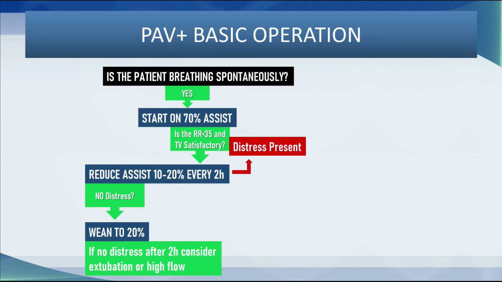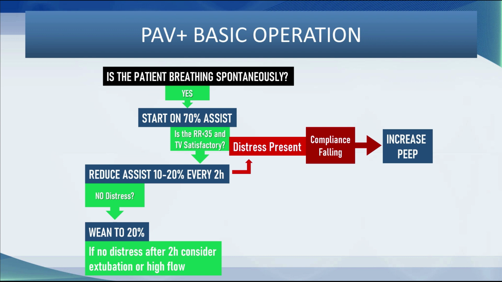If they do become distressed during this period, look at the various components of their breathing pattern. If the compliance is falling, you can increase the PEEP. That should help the patient onto a higher part of the volume pressure curve and maybe reduce the workload of breathing. If, on the other hand, the problem is rapid shallow breathing, the respiratory rate is greater than 35, then you've got to increase the assist.